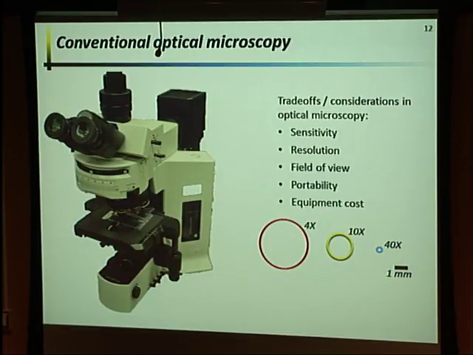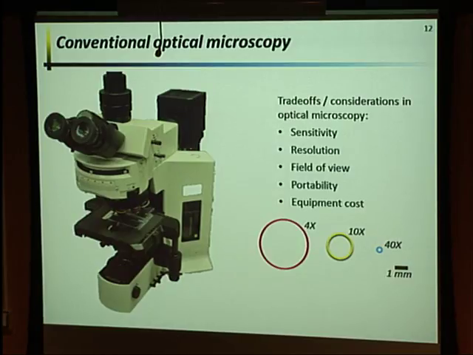So what I mean is, let's say we're trying to detect the smallest possible particles. Typically what you're going to do is start at a 4x microscope objective and then work your way up in terms of magnification. As you work your way up, you're going to improve your sensitivity and your resolution, but you're going to sacrifice field of view. That's what I'm illustrating here. So you're going to get smaller and smaller field of view.